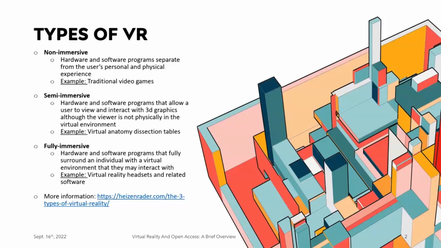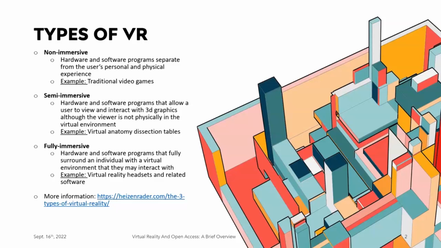The second type, semi-immersive, is hardware and software programs that allow the user to view and interact with the 3D graphics, even though the viewer is not within the virtual reality environment themselves. So this would be things like virtual anatomy dissection tables, or videos where you are able to move a model around in a 3D environment. We see this a lot at our medical school, again, in terms of anatomy and dissection. But you also see this a lot in art environments where you can interact with different pieces of art. And there are also some virtual reality type games that function in this way.